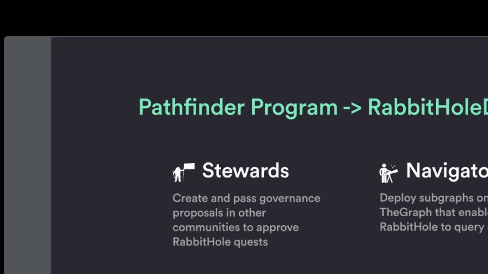So stewards, navigators, artisans, pioneers, and then this new one, explorers, together can run the entire platform, outside of potentially some dev work that needs to go into actually becoming a protocol. But basically stewards create and pass our governance proposals in other communities to get quests on board. So they're kind of like our BD sales pipeline. Navigators are actually deploying the subgraphs, so the underlying infrastructure to make sure these tasks work.